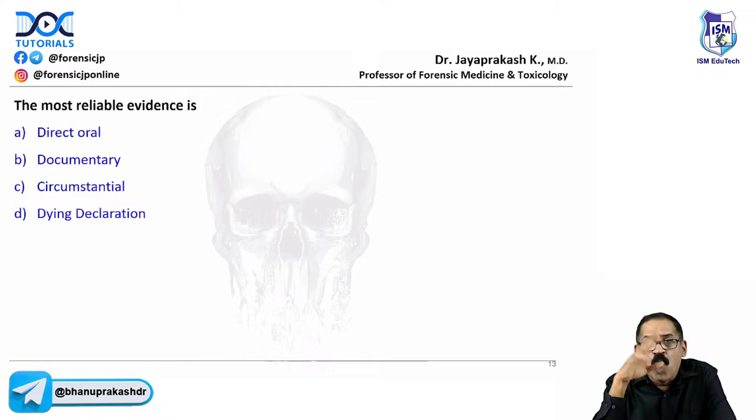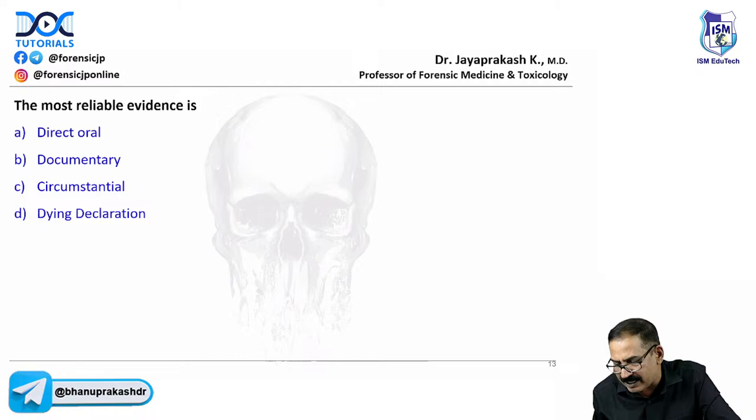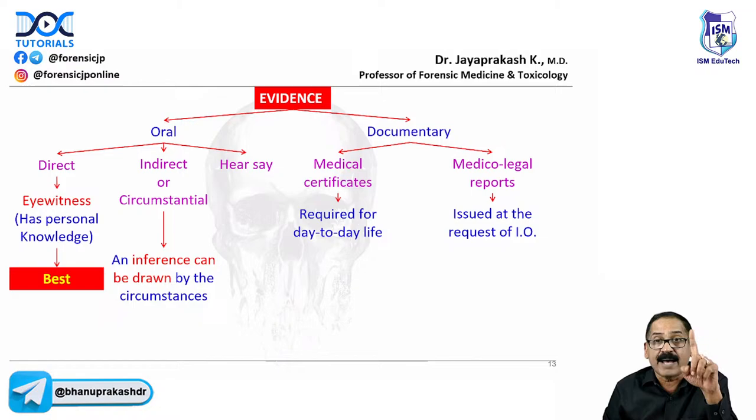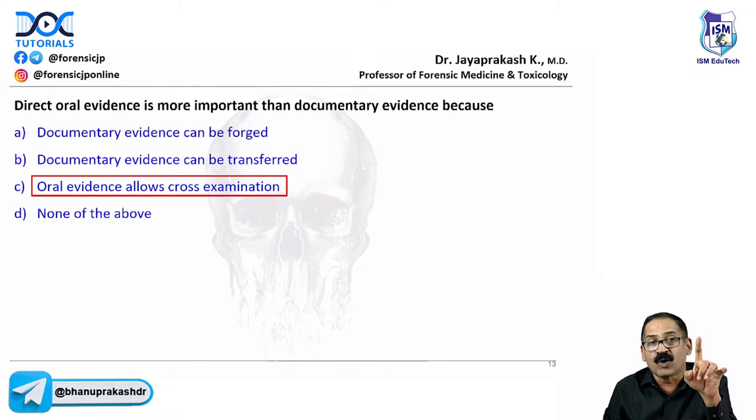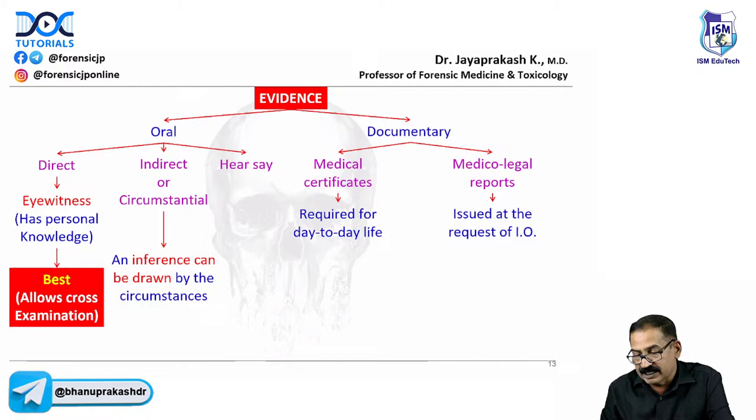The most reliable evidence, as this textbook says, is direct oral evidence. Direct oral is best. Why? Because they say he can be cross-examined.